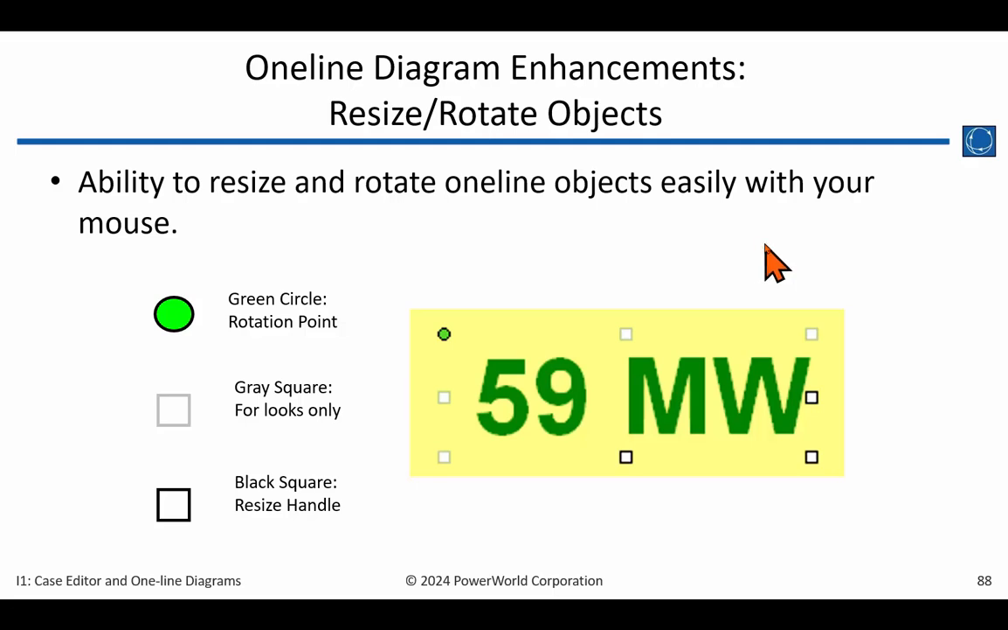Another formatting operation that you can do on the one-line diagram, especially with text and with some other objects like background lines sometimes too, is you can resize or rotate them. If you click on a one-line object, then these handles will appear, and the black border boxes you can grab and resize. The gray ones are just kind of placeholders to show you the boundary, but you can't actually click those. And the green circle one you can click and rotate.